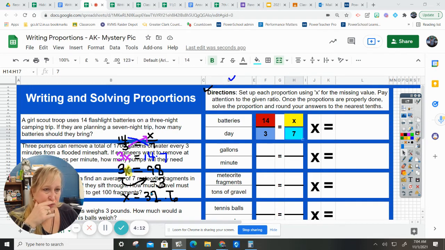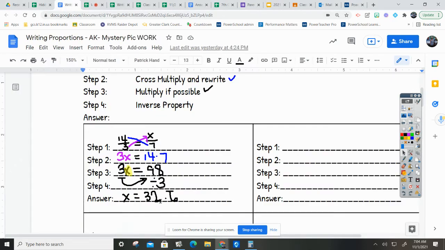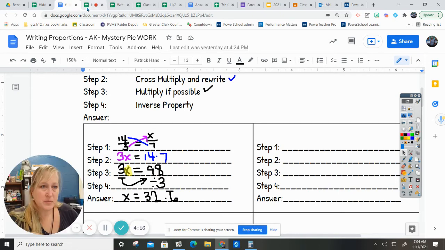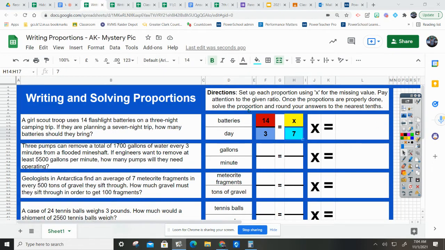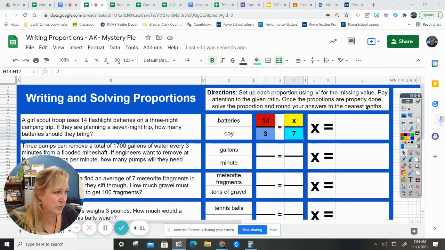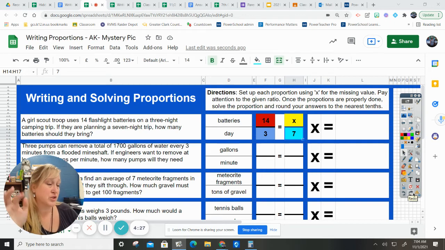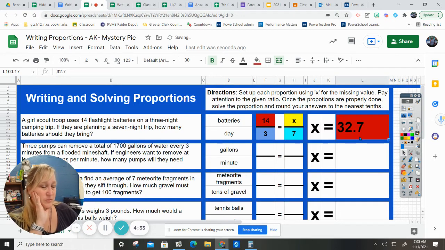So if I recall correctly, my answer was 32.6. I can't keep putting the bars. It says round to the nearest tenth. So 32.66 is closer to 32.7. So that means I need to type in 32.7 as my answer.